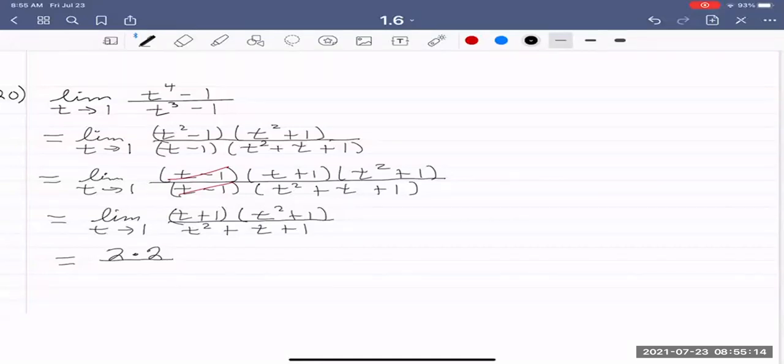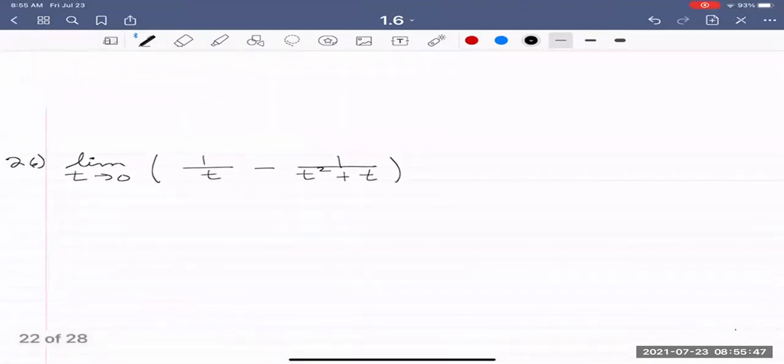1 squared plus 1 plus 1, which is 3. And so this is equal to 4/3. Any questions about that? Okay. So this is how we try to evaluate these limits.